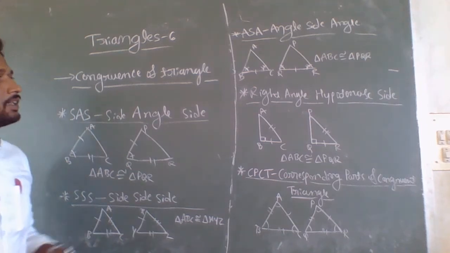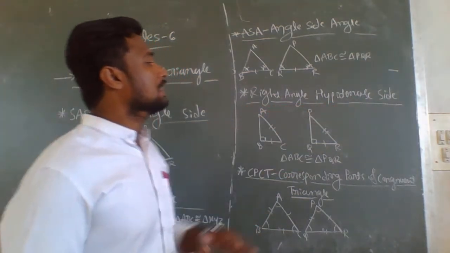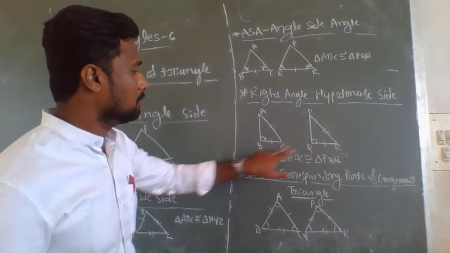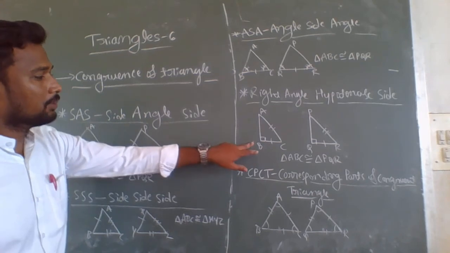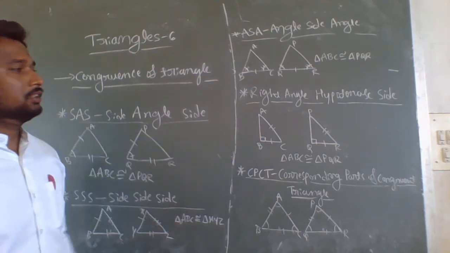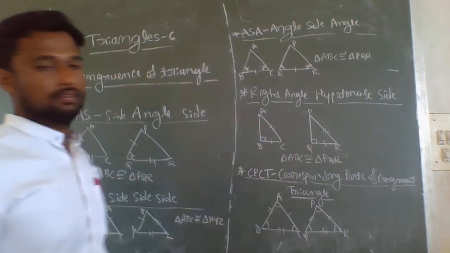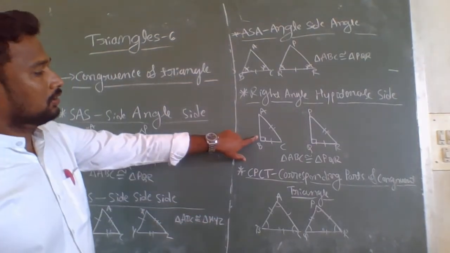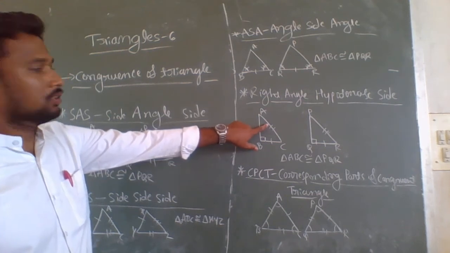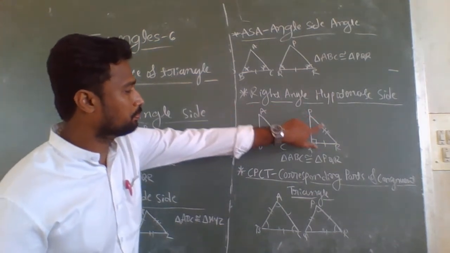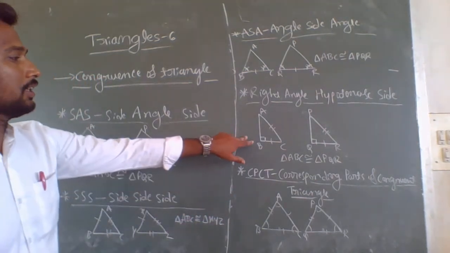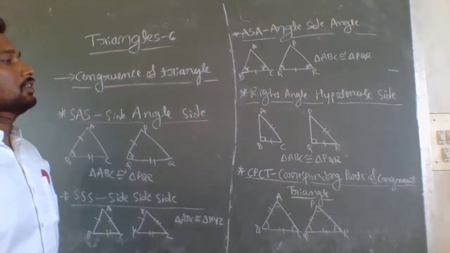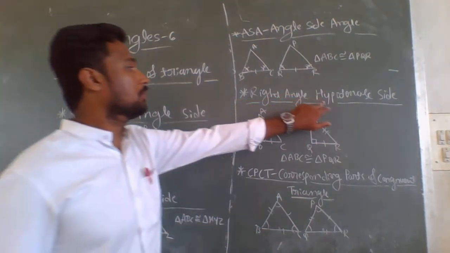Next one, right angle hypotenuse side. Here I considered these two triangles ABC and PQR. Angle B is a right angle, meaning 90 degrees, and angle Q is 90 degrees. We all know that opposite to the right angle there will always be the hypotenuse. So here it is AC, and here it is PR. This is the right angle, and the hypotenuse is AC here and PR here.